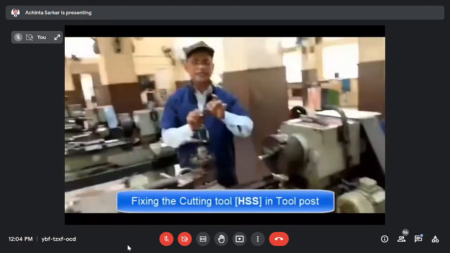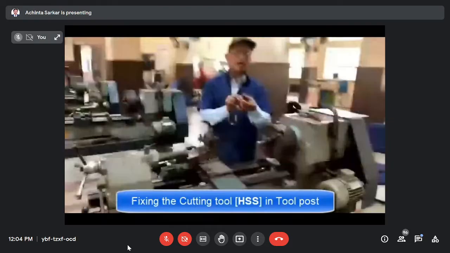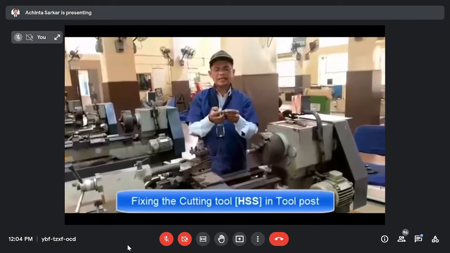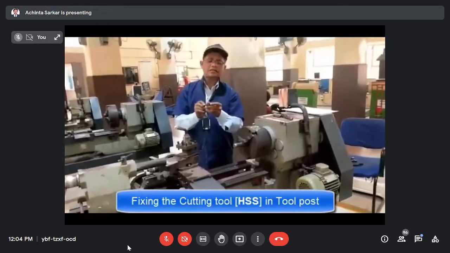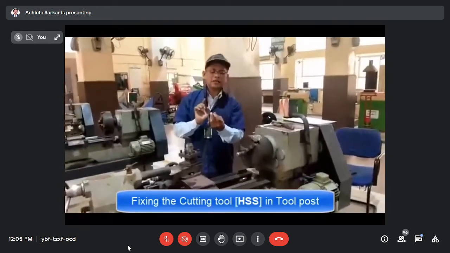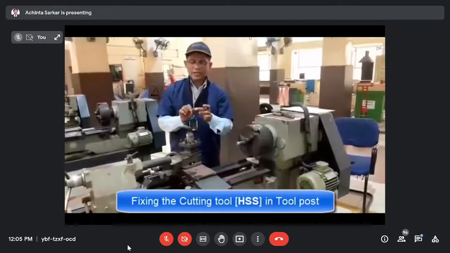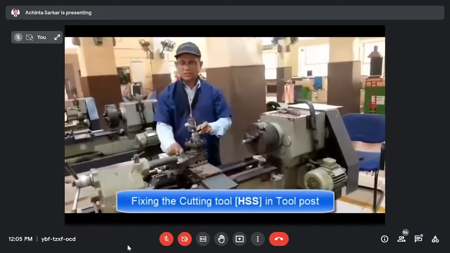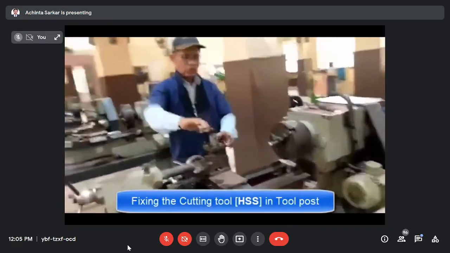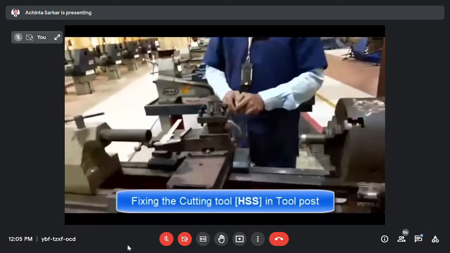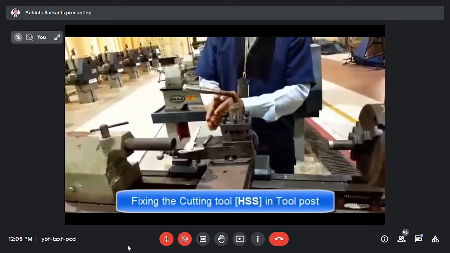Now, we already discussed the cutting tool. This is the high speed steel, and this is the cutting point. This is the clearance, and similarly there are different angles: side clearance angle, side angle, front rake angle, top rake angle, and this is the cutting point. Now this cutting tool you have to fix in the tool post. This is your tool post. The tool post has four sides, 1, 2, 3, 4. So you have to hold your cutting tool on which side?